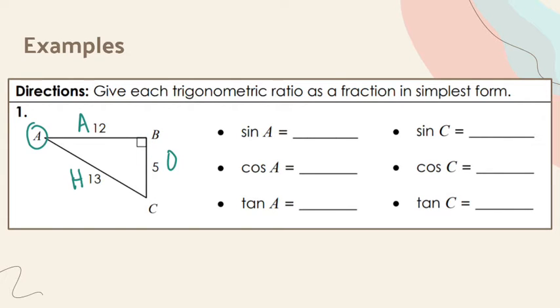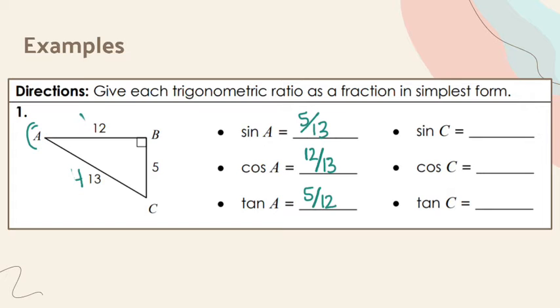So now we just have to plug in our equation. The equation for sine is opposite over hypotenuse. So that's just going to be 5 over 13. And that's your answer. Cosine is adjacent over hypotenuse. So that's going to be 12 over 13. And tangent is opposite over adjacent. So you're going to get 5 over 12.